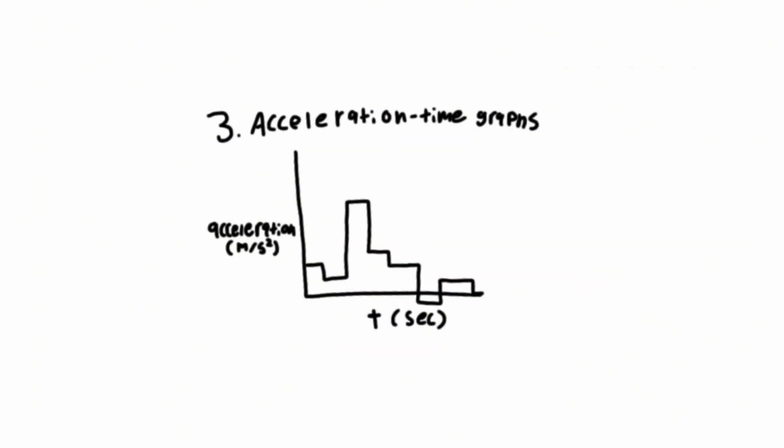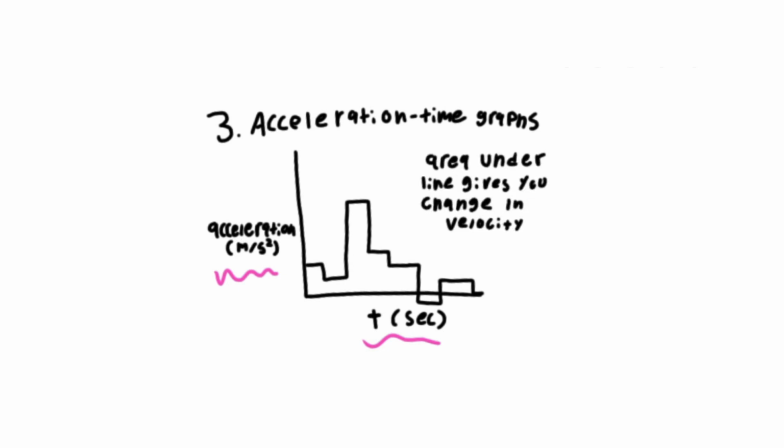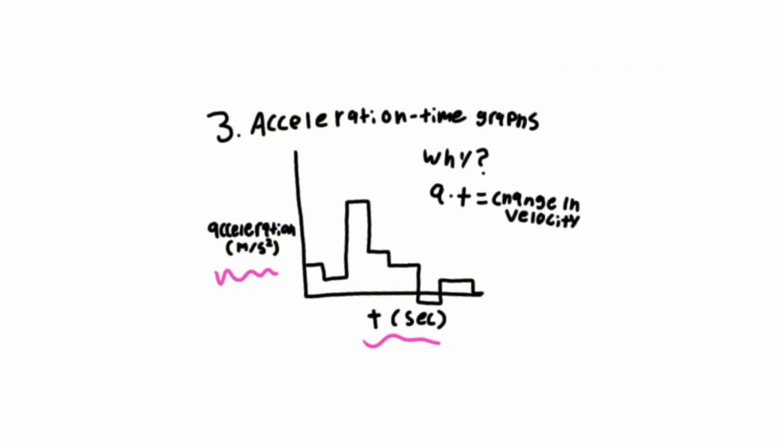Now the third type of graph we're going to talk about is an acceleration over time graph. Here the x-axis represents time in seconds and the y-axis represents acceleration in meters per second squared. Now in these types of graphs, the slope doesn't really matter, but it's the area that is important. Now the area is important because the area under the line gives you the change in velocity, or delta V. Now why does the area under a curve give you the change in velocity? Well, that's because acceleration times time is equal to delta V, or the change in velocity.